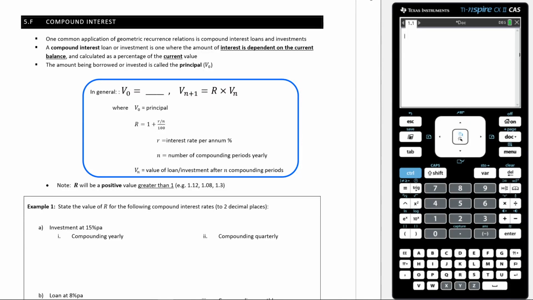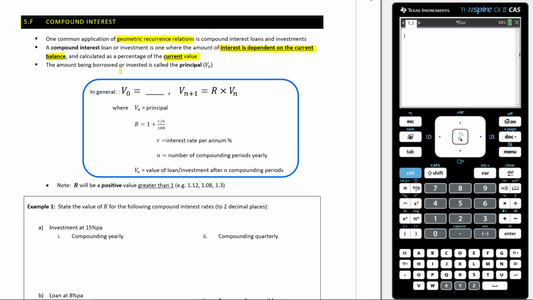All right, so we are now going to talk about compound interest. This is where things get interesting. It says one common application of geometric recursion relations is compound interest loans and investments. A compound interest loan or investment is one where the amount of interest is dependent on the current balance and calculated as a percentage of the current value.